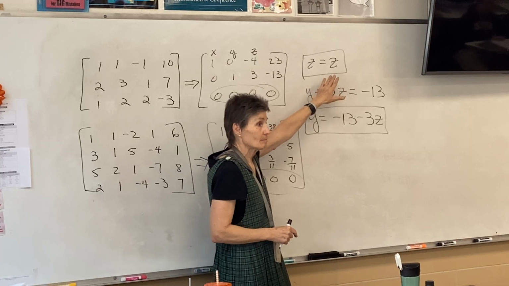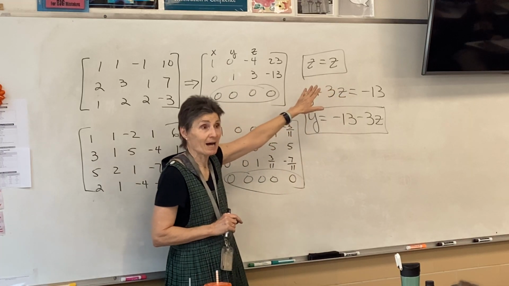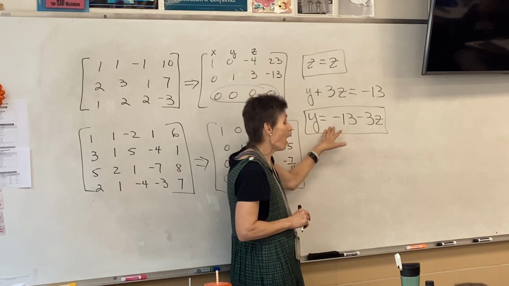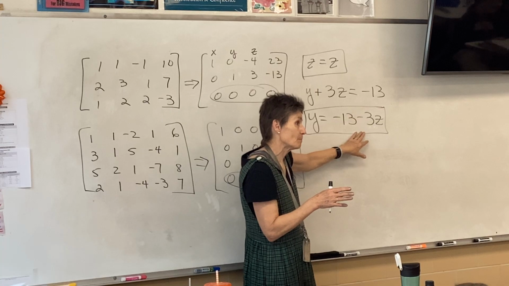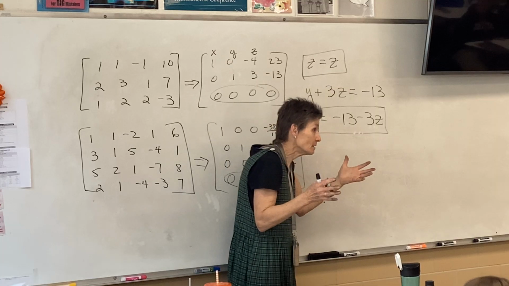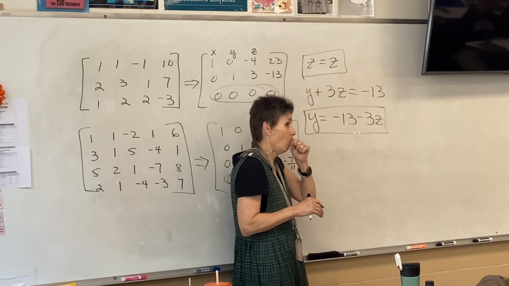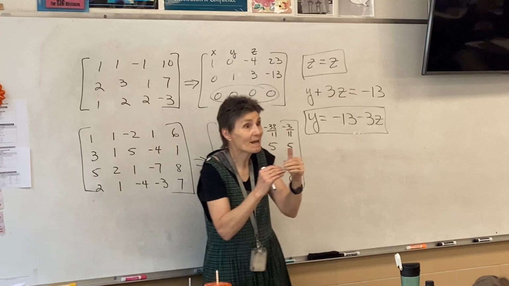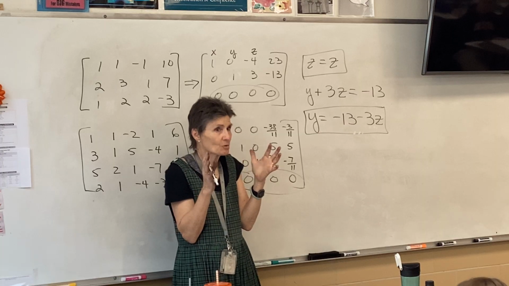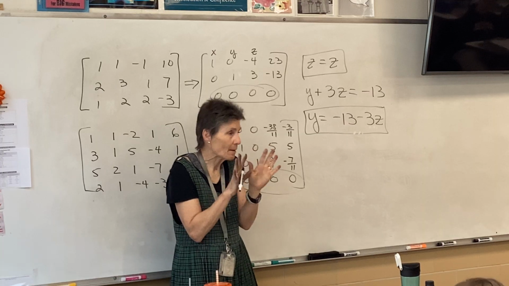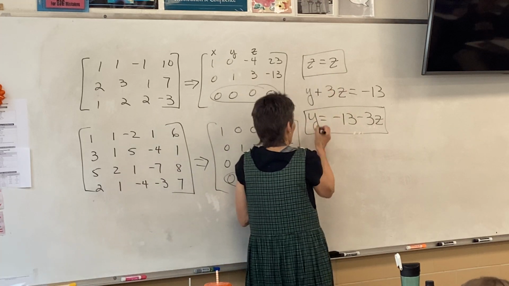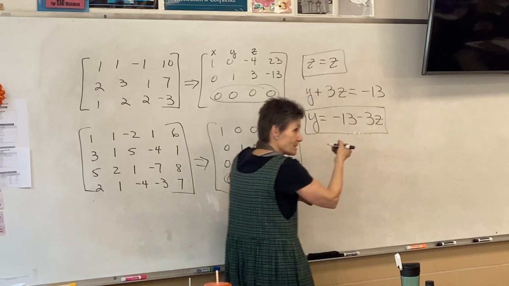Z can be anything. So let's say Jillian lets Z be 5. That's okay. But if Jillian lets Z be 5, then her Y is going to be negative 28. But if Elijah lets Z be negative 1, then his Y is going to be negative 10. Your Y value depends on the Z value that you picked. So how many answers could there be? Infinitely many. We can't possibly write them all down, so we're going to write it generally. Z is Z, Y is negative 13 minus 3Z.